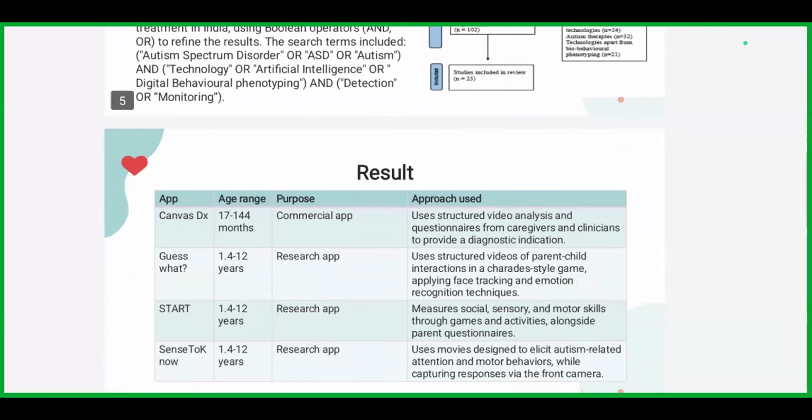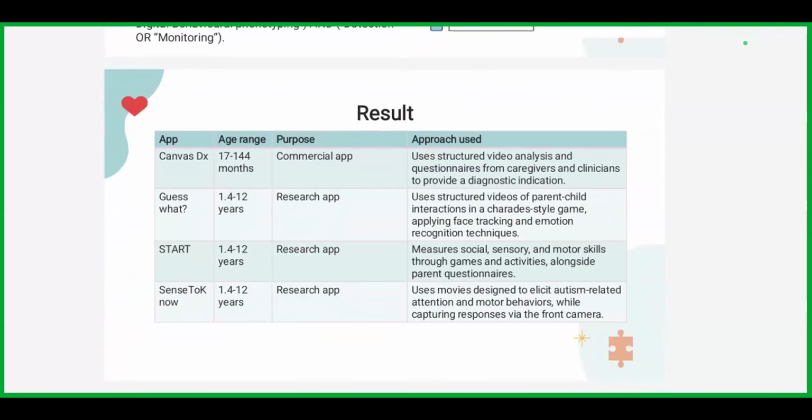Further, I have carried out the research on the basis of applications, for example, Canvas DX. It is a commercial app developed in the USA, and has been commercially used in the US population in clinical settings and hospitals. It uses structured video analysis. It analyzes their facial features and behavioral patterns, and it also provides questionnaires in the application, which can be filled by the caregivers and clinicians to provide diagnostic indications.